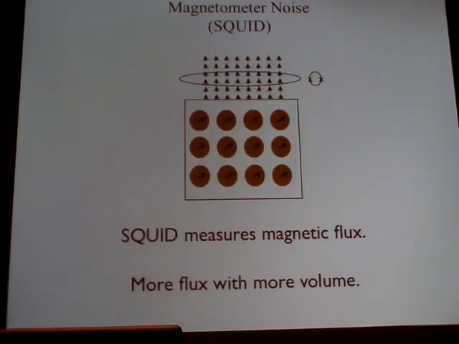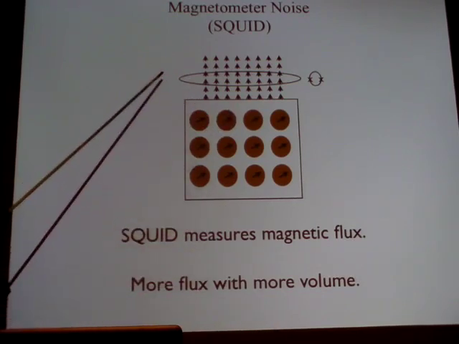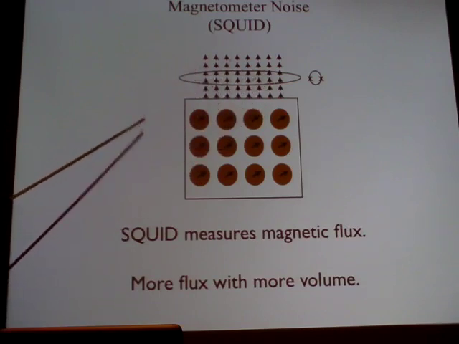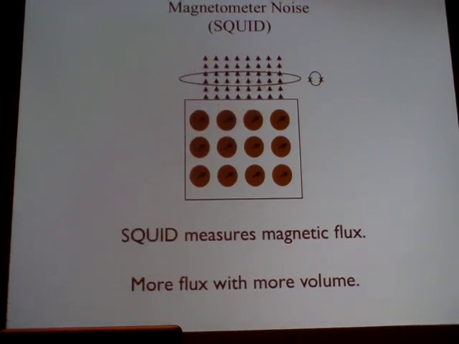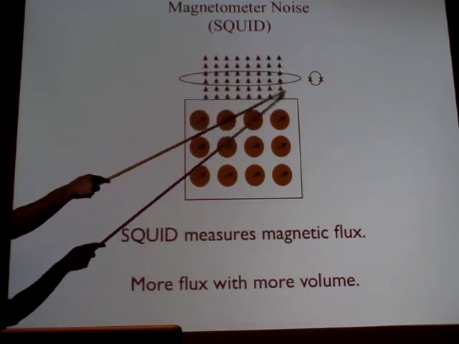Okay. The next is the magnetometer. How small of a magnetic field can you really measure? So the point here is that the SQUID, if you've not heard of it before, is a device that actually measures the magnetic flux. Okay? So if you take a sample that's got a fixed magnetic field and you make the sample bigger and bigger, then essentially you can capture more and more of that flux on a pickup loop, and you can inductively couple that to a SQUID.